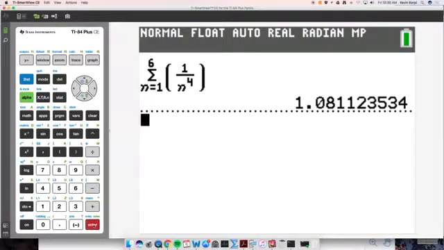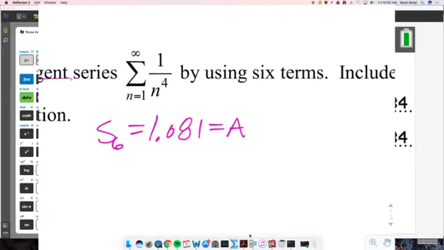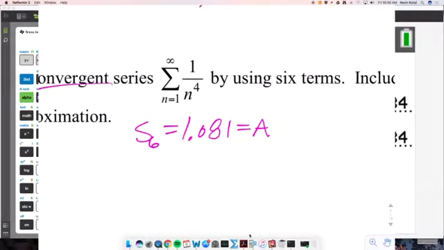There we go, and we'll write that down on our paper. S subscript 6 is 1.081, and I'm going to store that as A. So store alpha A, enter. And on my paper then, on the iPad, I'm going to put equals A. Now, because I know the terms are positive and decreasing, I know that that's a good lower bound for the sum. The sum's not going to be any smaller than that. It's going to be bigger than that for sure because we keep adding terms.